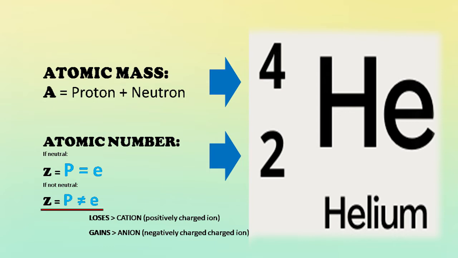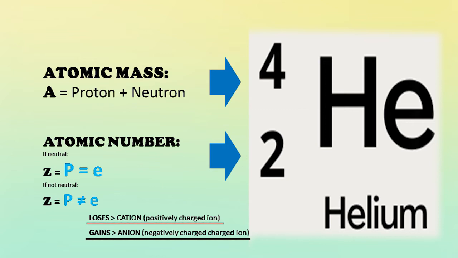If an atom ay hindi neutral, ang proton number ay hindi equal sa electron number. Kaya when an atom loses an electron, it becomes cation or positively charged atom. And when it gains an electron, it becomes an ion or a negatively charged atom.